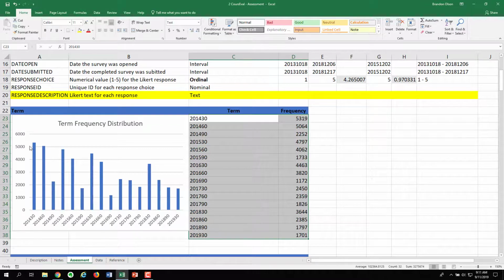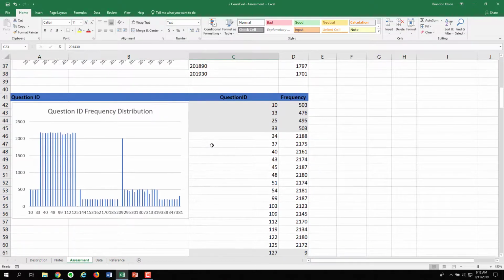So this takes a look at the number of responses across each of the terms over the period of time in which I have data. So I can see I have data from the fall of 2013 actually through the fall of 2018. So that's my data range, and you can see the frequency of the number of responses that I have for each of those semesters. Next, I took a look at the question ID.